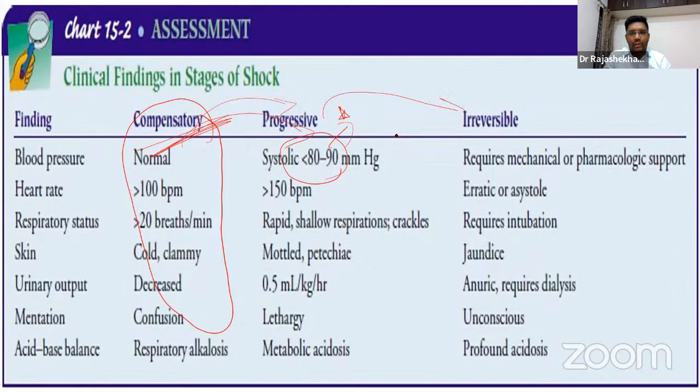In the compensatory phase, the patient's blood pressure can be normal or even increased. Whereas they can have a heart rate of more than 100, a tachycardia, they can have a tachypnea, the skin is cold and clammy, the urine output is decreased much earlier than the hypotension, and the mentation, the confusion, appears much earlier than the drop in blood pressure. Again, the respiratory alkalosis due to tachypnea is a feature of early shock. The metabolic acidosis is a feature of late shock or progressive shock. This can be an entrance question here.